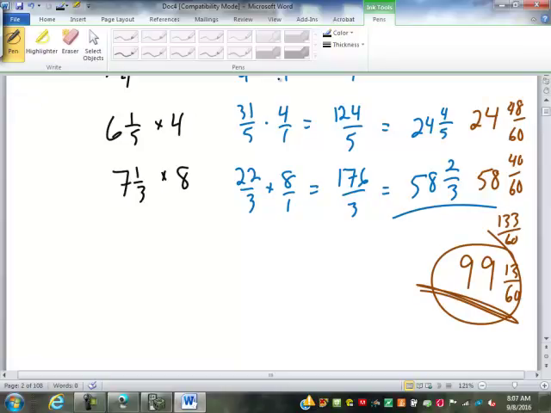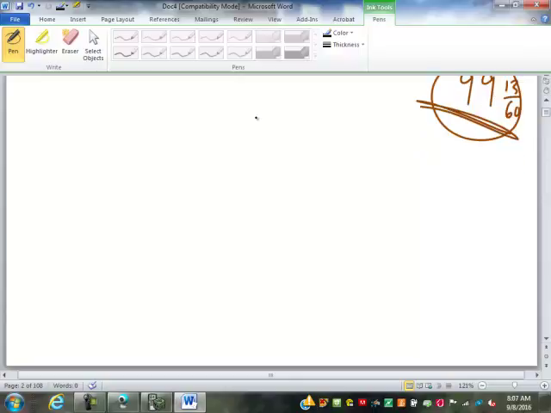I'm going to go ahead and start on our new topic here quick. What we're going to look at today is we're going to start looking at decimals. And to understand decimals, it requires us to go back and look at our place values some more.